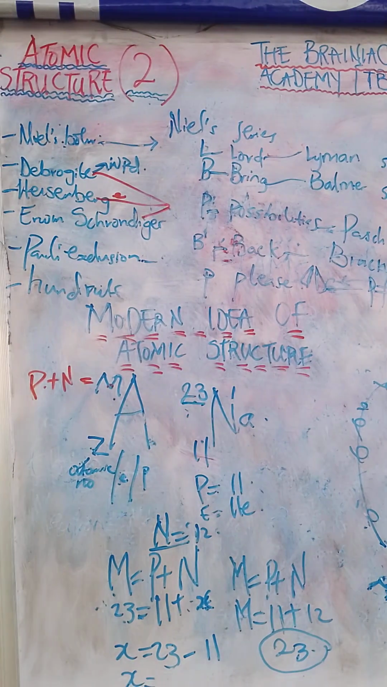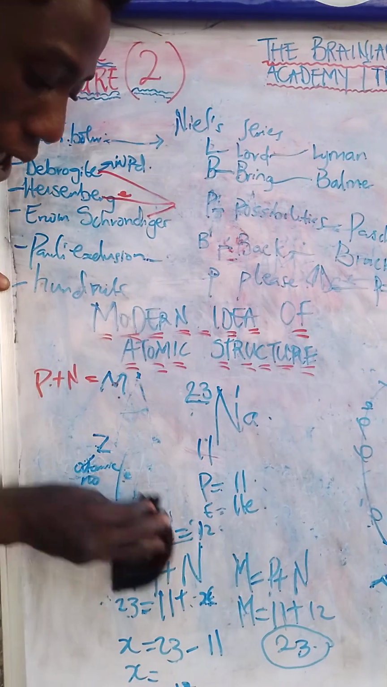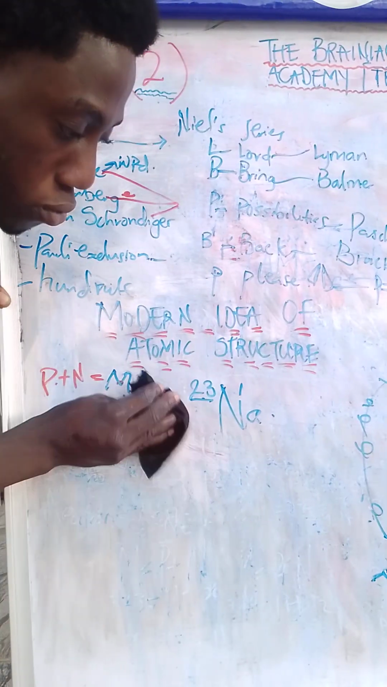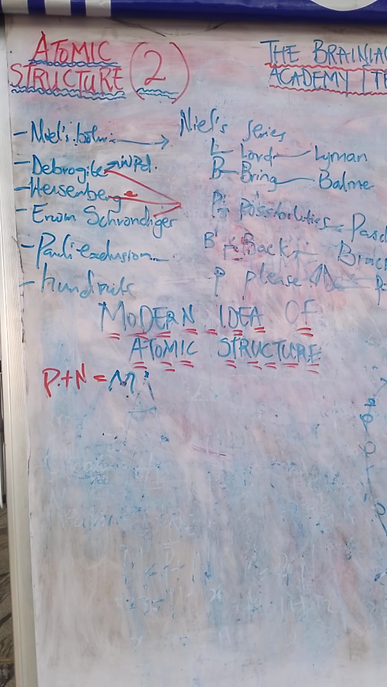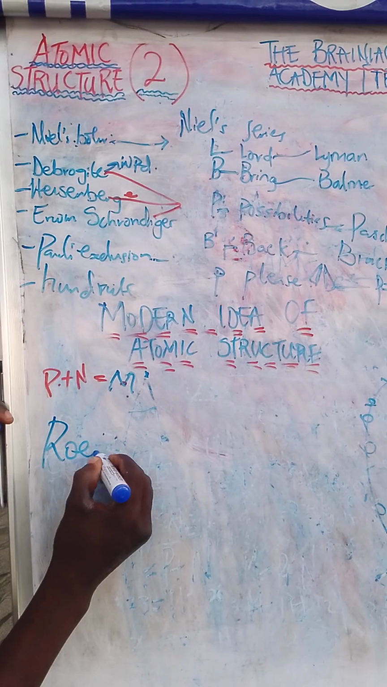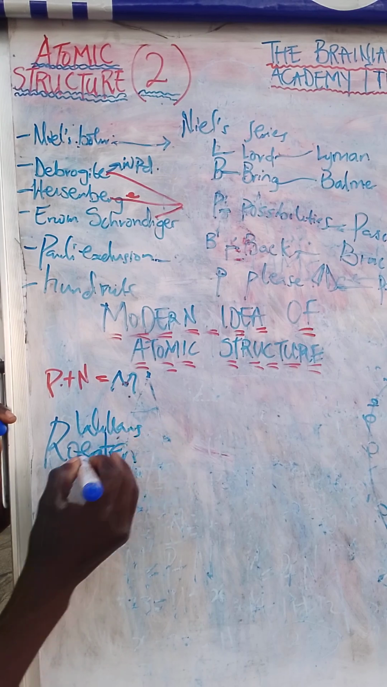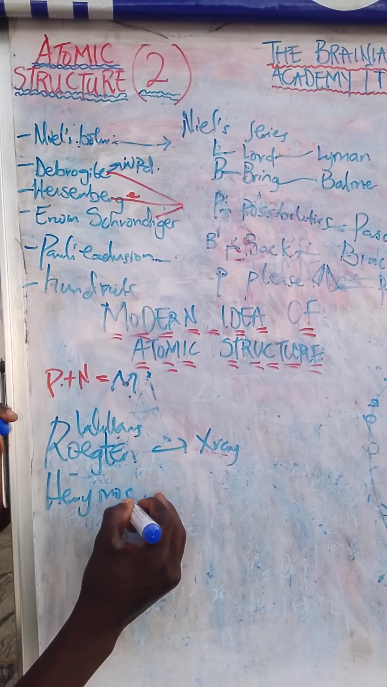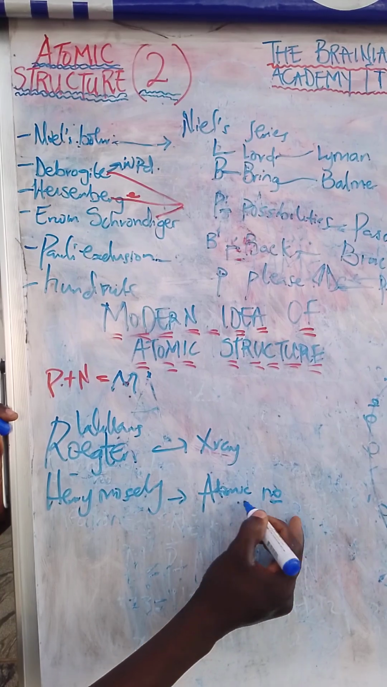So these things are very, very simple. We also have some of my guys who did small things. Roentgen actually was the one that discovered X-ray. Wilhelm Roentgen discovered X-ray. Henry Moseley assigned atomic number to elements.